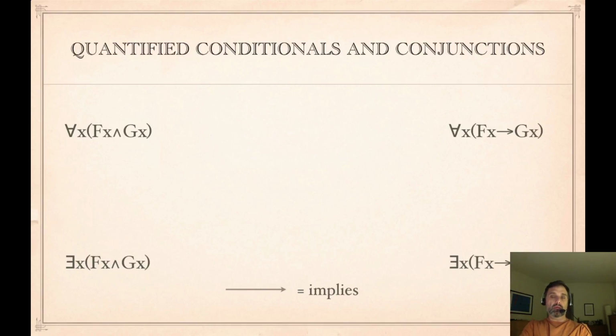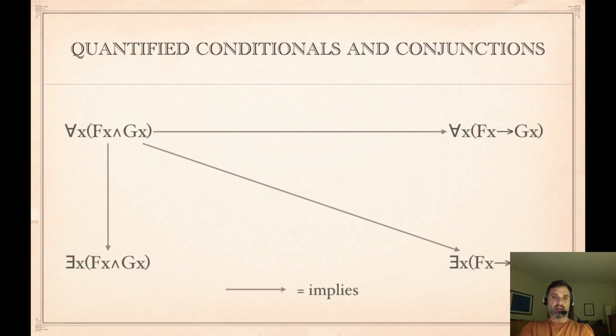So now we're going to look at some different combinations of these, a few other combinations. So here we have for all x, Fx and Gx. We have for all x, if Fx, then Gx. We have some x, Fx and Gx. And we have some x, if Fx, then Gx. So for all x, Fx and Gx implies all three of the others. I think it pretty clearly implies for all x, Fx and Gx implies some x, Fx and Gx. If the conjunction is true of everything, then the conjunction is true of at least one thing.